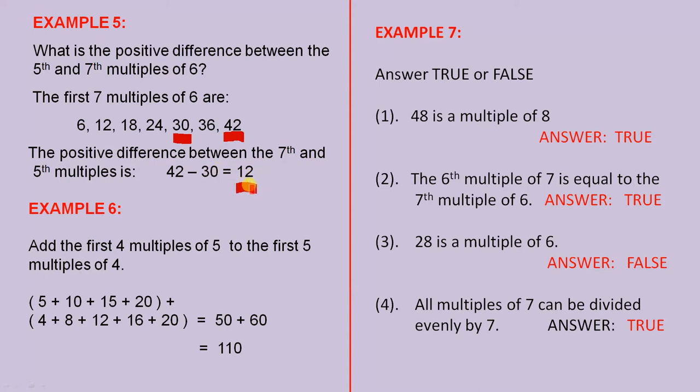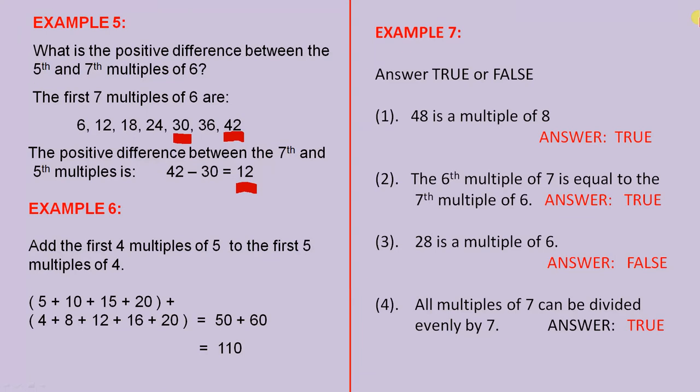And that is positive. Example 6. Add the first 4 multiples of 5 to the first 5 multiples of 4. Now the first 4 multiples of 5 are 5, 10, 15, 20. The first 5 multiples of 4 are these numbers here. Now the numbers in the first set of grouping symbols, they add up to 50. The numbers in the second set of grouping symbols, they add up to 60. 50 plus 60 is 110.